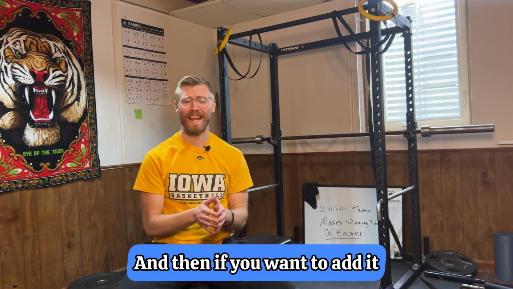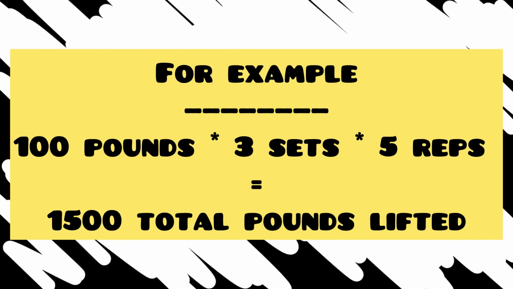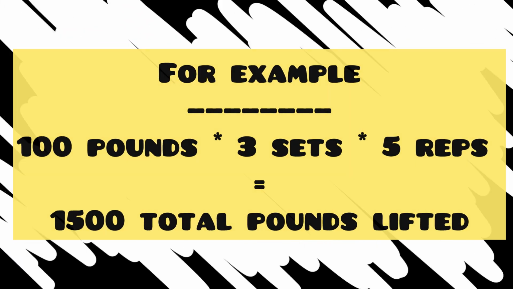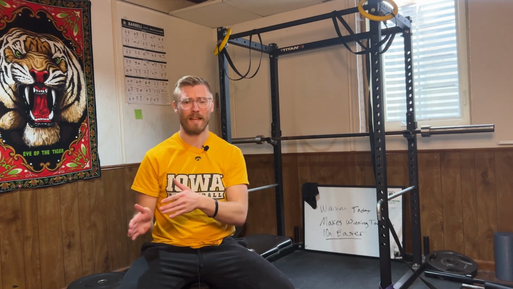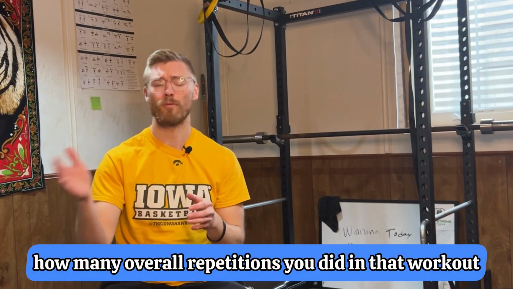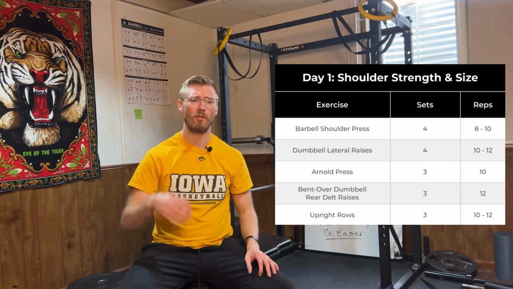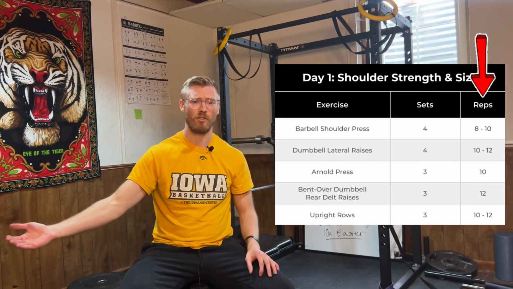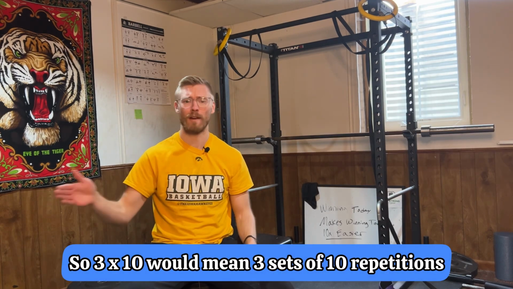And then if you want to get a little bit fancier, you can multiply the weight by this to see the overall volume or total weight lifted. If you don't want to do that, you can simply multiply the reps by the sets, and that'll tell you how many overall repetitions you did in that workout. Usually the nomenclature involves doing the sets first and the repetition second. So 3 times 10 would mean 3 sets of 10 repetitions.